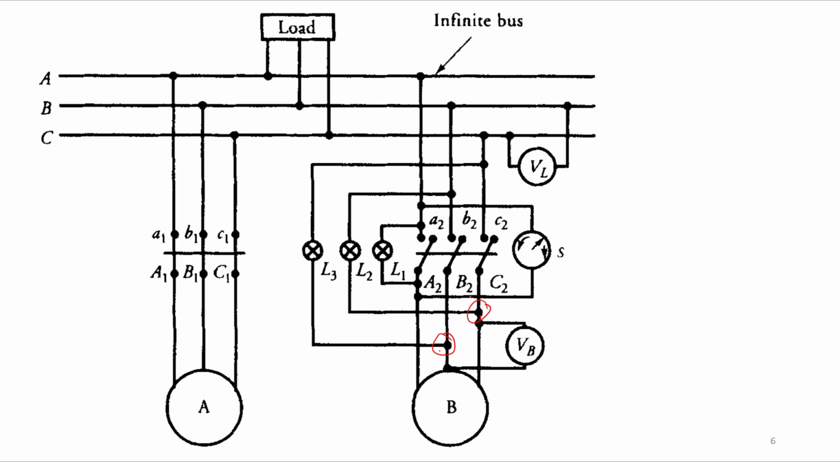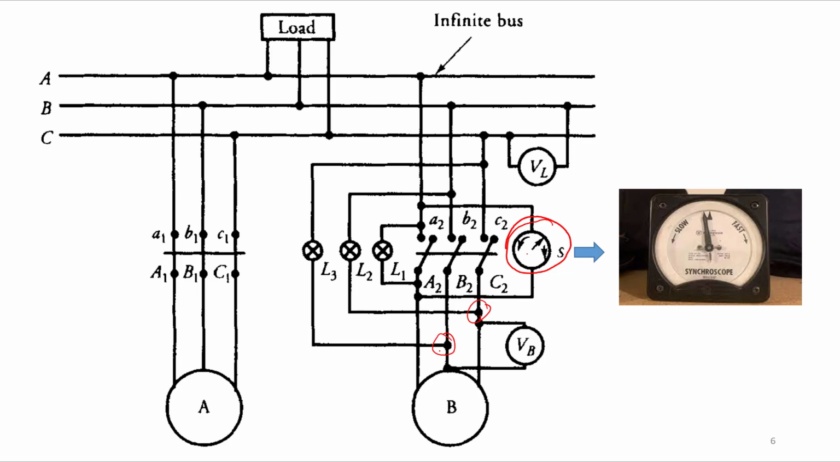And sometimes, in order to improve the accuracy of this method, we put a synchroscope here. A synchroscope is not there in our lab, but it exactly shows the sync between the generator and the infinite bus, right? So what is this synchroscope? You can see here, this is your synchroscope. When the needle of the synchroscope is exactly at the middle, it shows it is in sync. That means the voltage magnitude, frequency and phase sequence are the same, right?